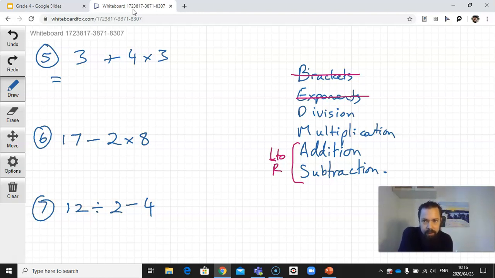Right, so first up, I'm going to look to see what operations I have. I don't have any brackets, exponents, I don't have division, I do have multiplication, and that's what I'm going to start with. My 3 and my plus stay the same. I'm not doing anything with them. I'm just copying them down. 4 times 3 is 12. 3 plus 12 is 15. Try number 6.